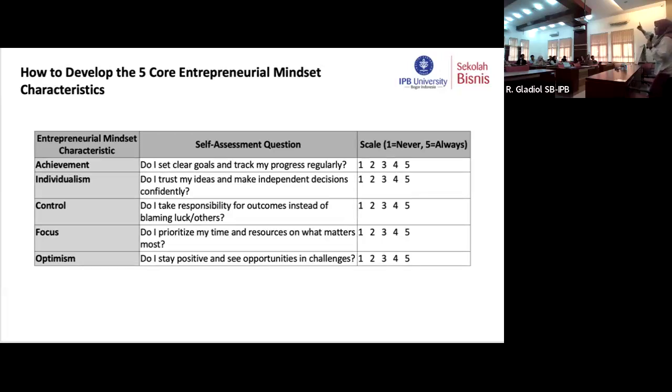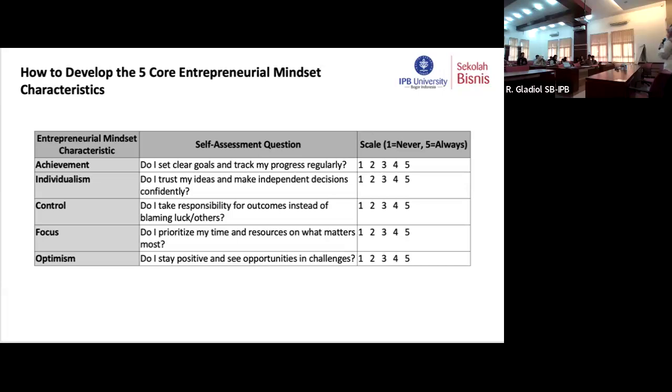So the point is, guys, listen. The point is, your existing condition, in what number and what point. For example, how about the achievement? Oh, okay, achievement, I'm still number 3. How about individualism? Oh, maybe 4. Control maybe 2. Focus maybe 2. For example, optimism maybe 5. Okay, you know exactly your point, right?